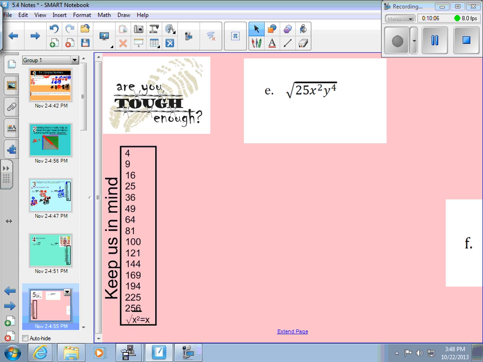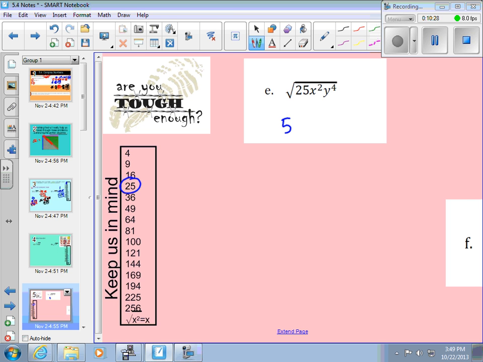Let's look at E. This one starts putting numbers and variables. Well, you're going to do the same thing on these types of problems. Look at breaking them down. Now, 25 is one of our perfect square numbers. Square root of 25, we know, is 5. So square root of 25 by itself will be 5.